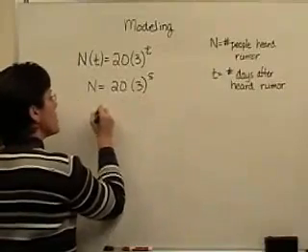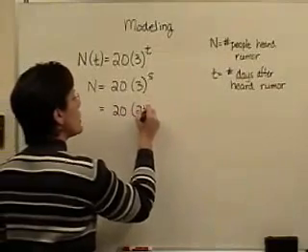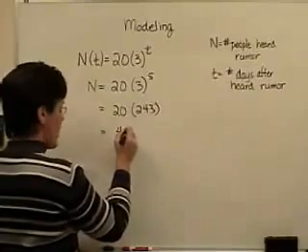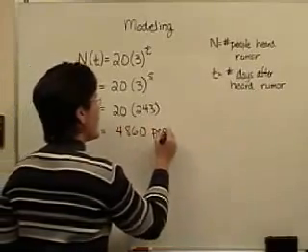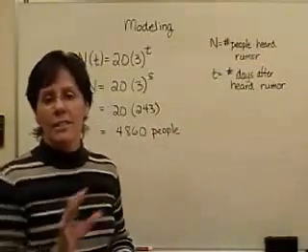Your calculator knows how to do this, but if you were doing this by hand, you would take 3 to the 5th power, which is 243, and then you would multiply that by 20, and you'd get 4,860 people. Quite interesting. 4,860 people have heard that rumor in 5 days if it's not stopped.